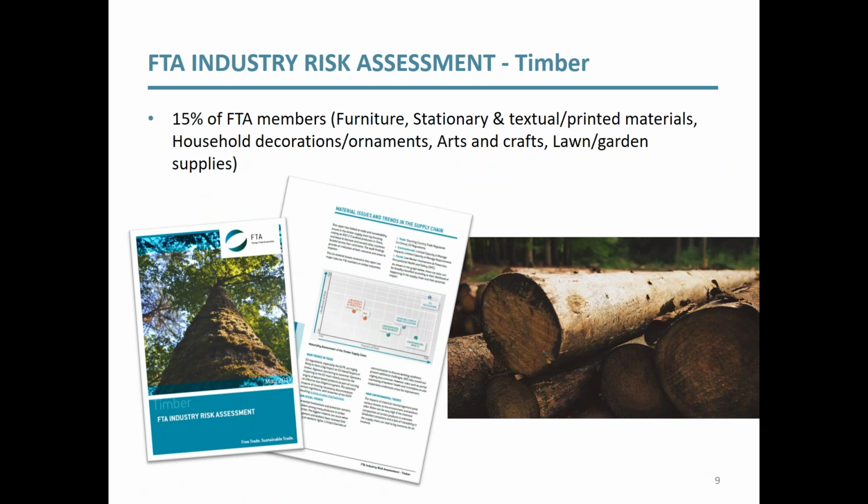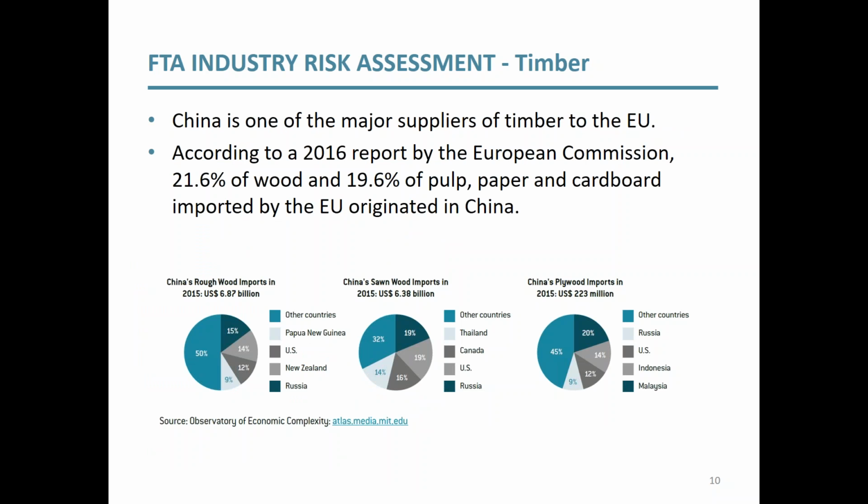Next slide. Okay, so as we mentioned, around 15% of our FTA members are in the wood products industry. This includes furniture, stationery, textile and printed materials, household decorations and ornaments, arts and crafts, and lawn and garden supplies. This is just a picture to show you a bit how the risk assessment looks like. Today I will just share with you some very brief highlights, and then I'll also show you how you can access the reports to read the full analysis.